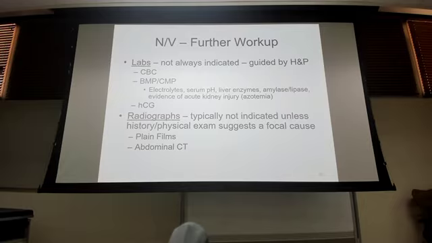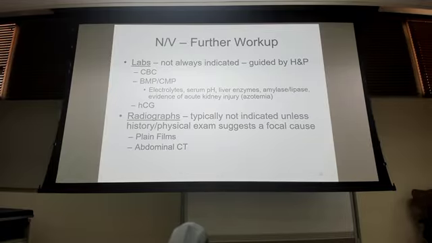Further workup. Labs not always indicated for nausea and vomiting. It's guided by your H&P. But if it is indicated, after you do your full history and you start doing your physical exam, you want some labs. Usually we start off with just CBC, BMP, CMP, and there's a list there of other things to consider. If you're worried about liver, obviously you want to look at those changes, amylase and lipase for the pancreas, acute kidney injury, start looking at those BUN and creatinines.